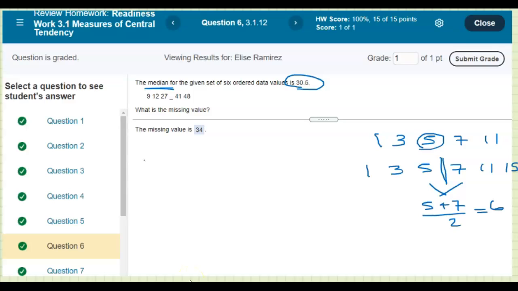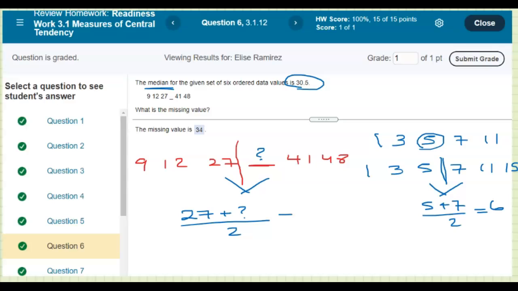You have these numbers, which are in order, 9, 12, 27, there's a missing one, 41 and 48. So notice that we have 6 numbers in total. If I divide this in 2, we have 3 on this side and 3 on this side. So we've got to figure out what this is. Now I know that if we add these and divide by 2, we're going to get the median. So if we do 27 plus question mark divided by 2, you're going to get 30.5.